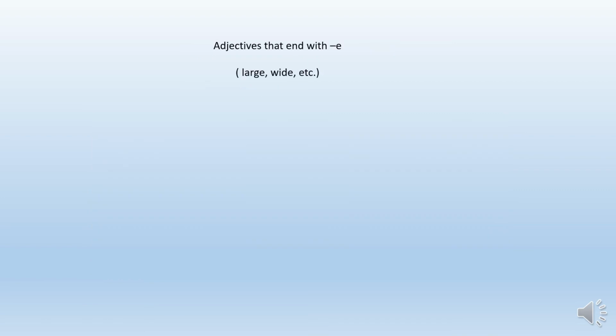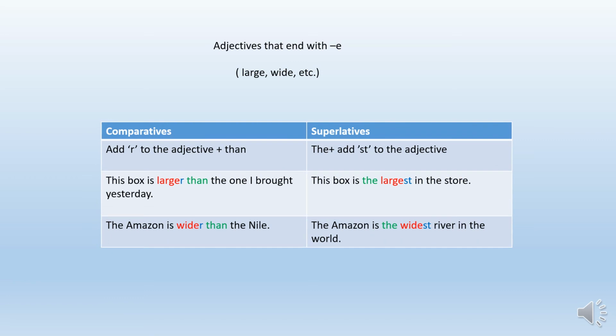Okay, we have also some adjectives that end with e, like large and wide. So here it's so easy. In order to form the comparative, we are going just to add r plus than, and when we are going to form the superlative, we put the plus st, adding st to the adjective.